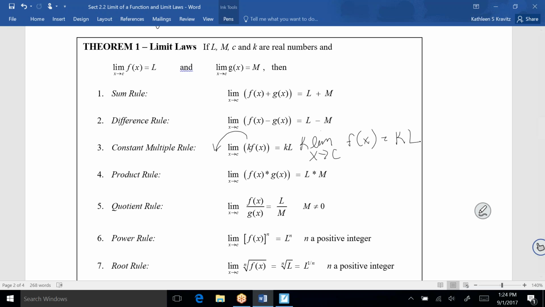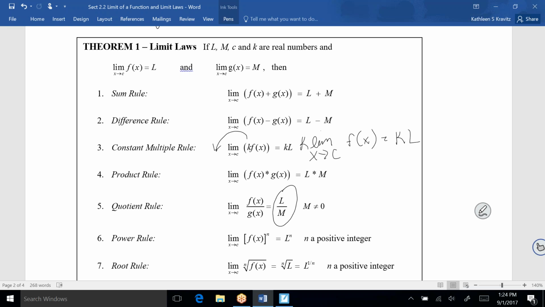And product rule behaves the way that we would like it to behave. We can just multiply those limits. When we're taking a limit of a product, we can just take the product of the limits, so L times M. Quotient rule, same way. We can take the quotient of the limits. We can just say that the limit of f of x over g of x is L over M, as long as M isn't 0, because we can't divide by 0.